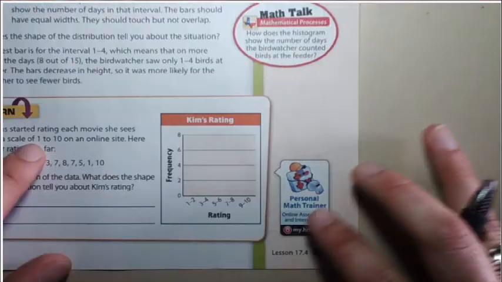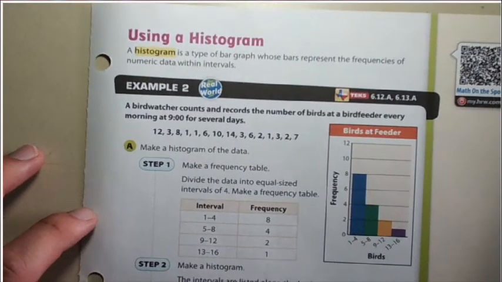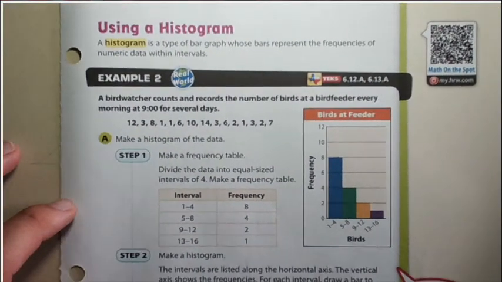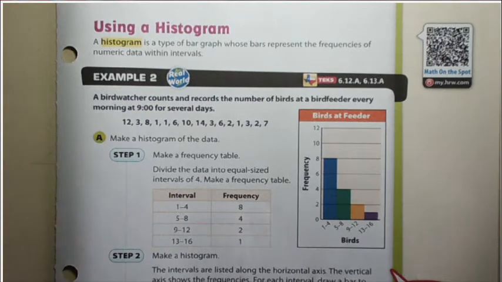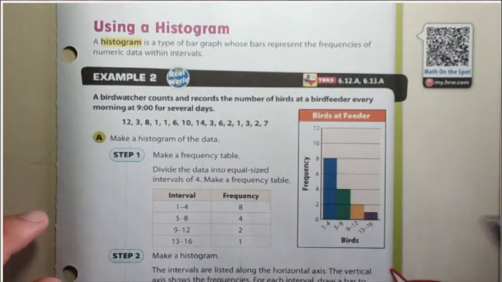Go ahead and turn to the next page. It should be 507, and it should be titled Using a Histogram. Once you get that out, go ahead and pause the video and read that first sentence about histograms. Alright, so a histogram is a type of bar graph whose bars represent the frequencies of numeric data within intervals. So if we're looking at example 2, it says, a bird watcher counts and records the number of birds at a bird feeder every morning at 9 for several days. It lists his data.